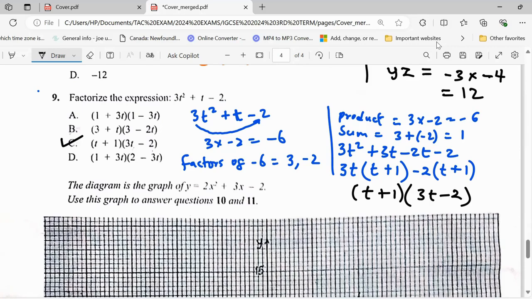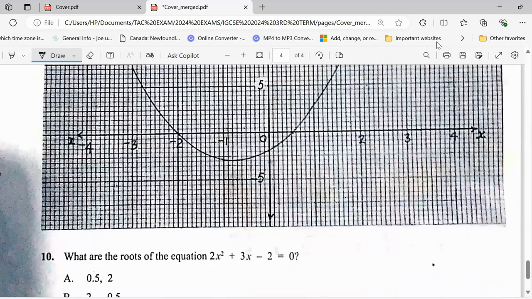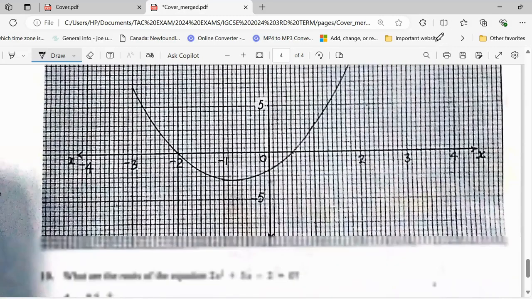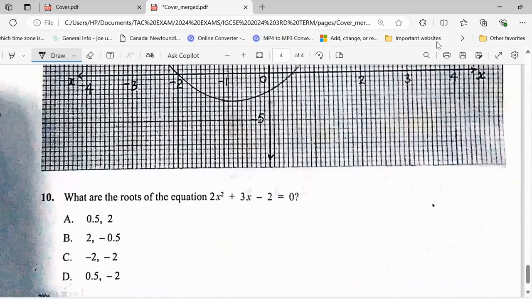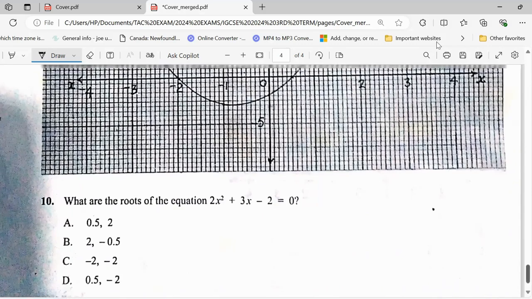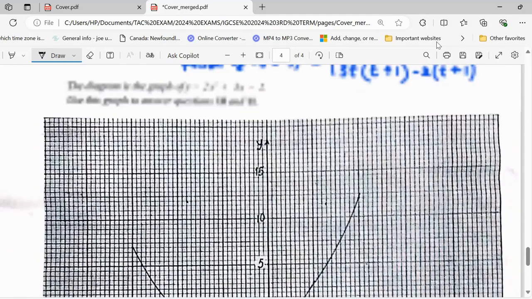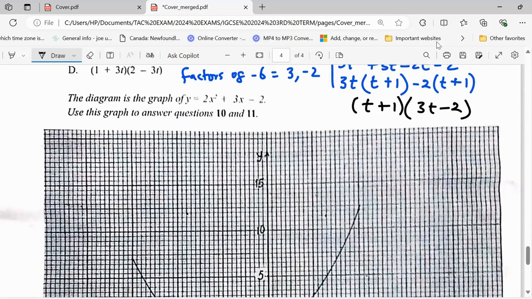Let's proceed now to question number 10, which will be the last for today. Question 10, we are given this graph. Of course, this is the equation that we are given. What are the roots of this equation? But let's look at information about this graph here. The diagram is the graph of 2x squared plus 3x minus 2. We are going to use this graph for question 10 and question 11.